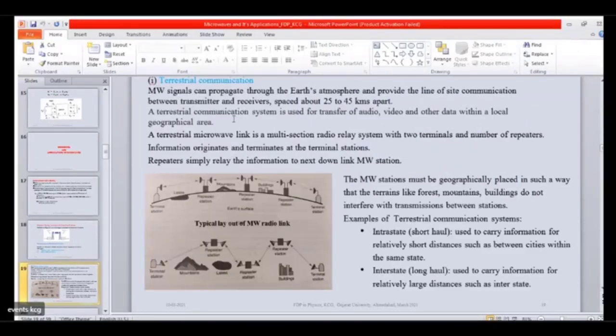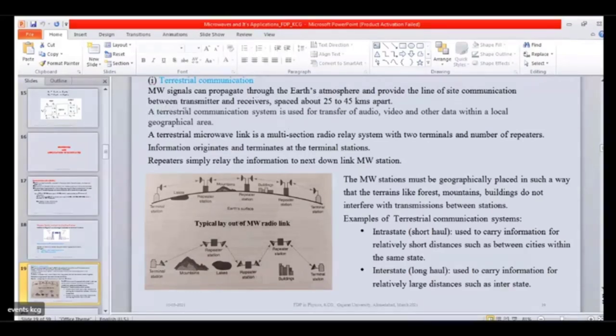So, let us understand what is the terrestrial communication. Microwave signals can propagate through Earth's atmosphere and provide the line of sight communication. Right? This is another property of the microwave, that microwave can propagate through the Earth's atmosphere, right? And it provides the line of sight communication between the transmitter and receiver. So, if the transmitter and receiver are kept at a distance of 25 to 45 kilometers, then one can establish the communication between the transmitter and receiver wirelessly.